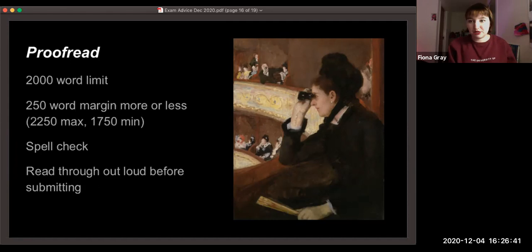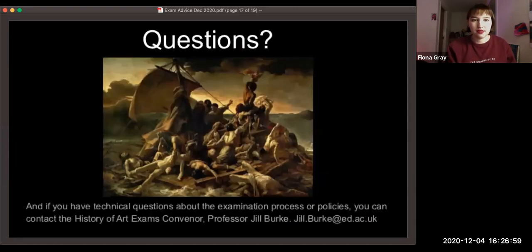I also recommend, especially if you're by yourself, read the exam out loud before you submit, because then you can hear if sentences make sense and flow, and if you've forgotten a word and things like that. So I'd say your last read through, read it out loud. I always find that quite helpful to make sure there's clarity and understanding.